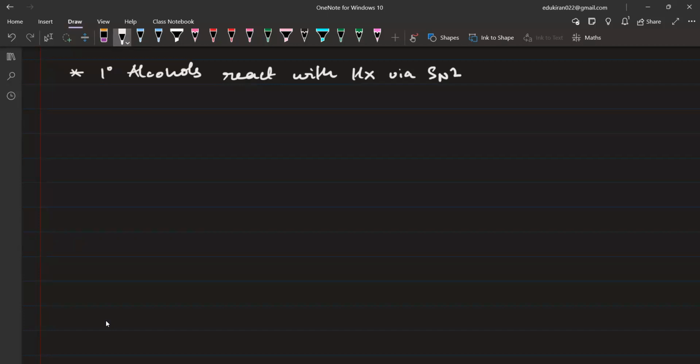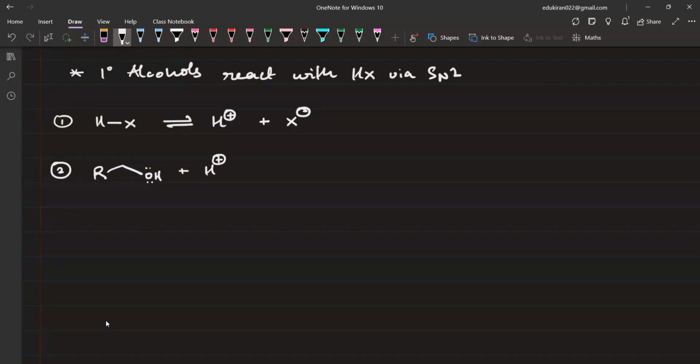But let us see the mechanism, how it happens here, ठीक है। So first of all, the first step is you have HX, it is going to dissociate into H plus and X negative, any halogen, right? Now in the second step, I am going to take a 1 degree alcohol, that is RCH2OH. Now the oxygen atom here, it is having lone pair. It will attack the H positive ion because it is having electron deficiency. It is going to attack like this, leading to formation of RCH2 oxygen with 2 hydrogens and a positive charge because it has donated 1 electron.